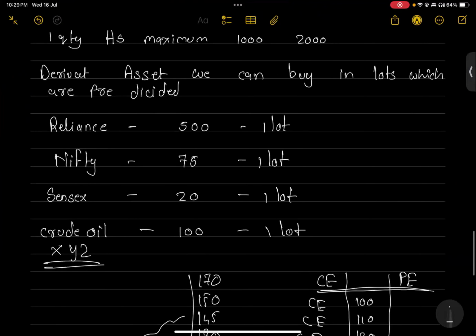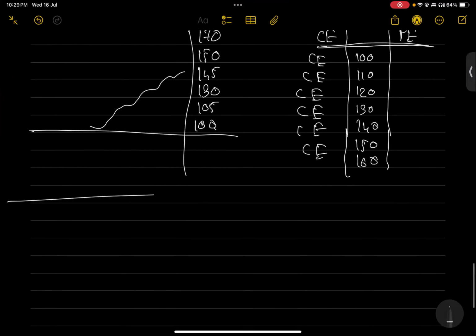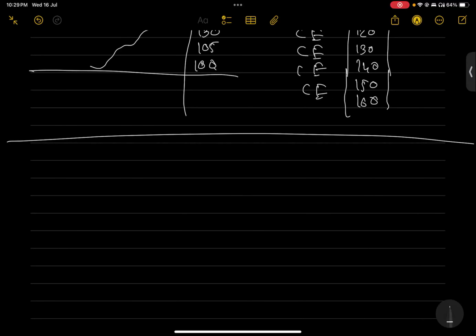Whenever you are trading in options, number one thing: Praveen, when you gave me your house on rent, what was the first thing you did? You made a rent agreement first, right? So here in options also, we have a contract agreement. Every contract comes with an expiry date.